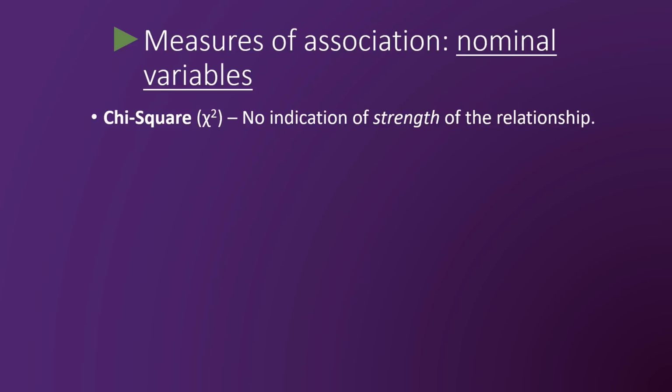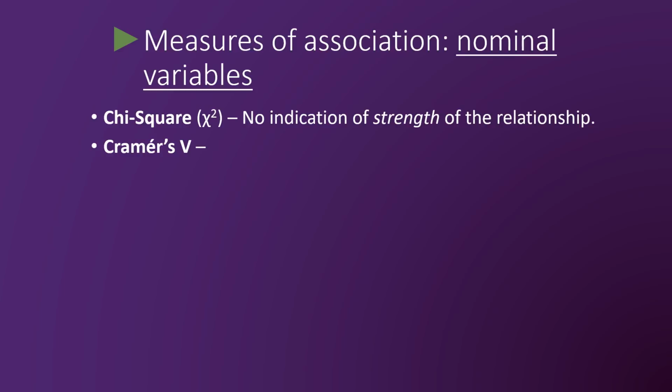In any case, the chi-square is one of the older ones. It tells you something about whether there is a relationship, yes or no, between two variables. We can get some idea about the strength of the relationship. It says here there's no indication of the strength of the relationship. There is, but it's hard to establish. A solution for this would be a later addition to this, Cramer's V.